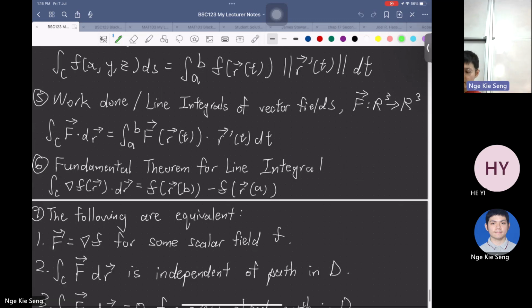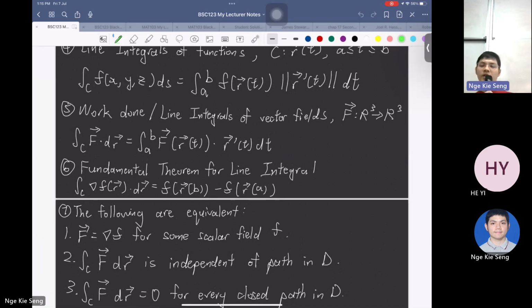Then we have the fundamental theorem for line integrals. If you integrate over a gradient, it is just taking the antiderivative, applying it at the terminal point minus the antiderivative at the starting point. This is similar to the fundamental theorem of calculus, but one dimension higher. In calculus 1, you use f prime, but here we use the gradient of f.